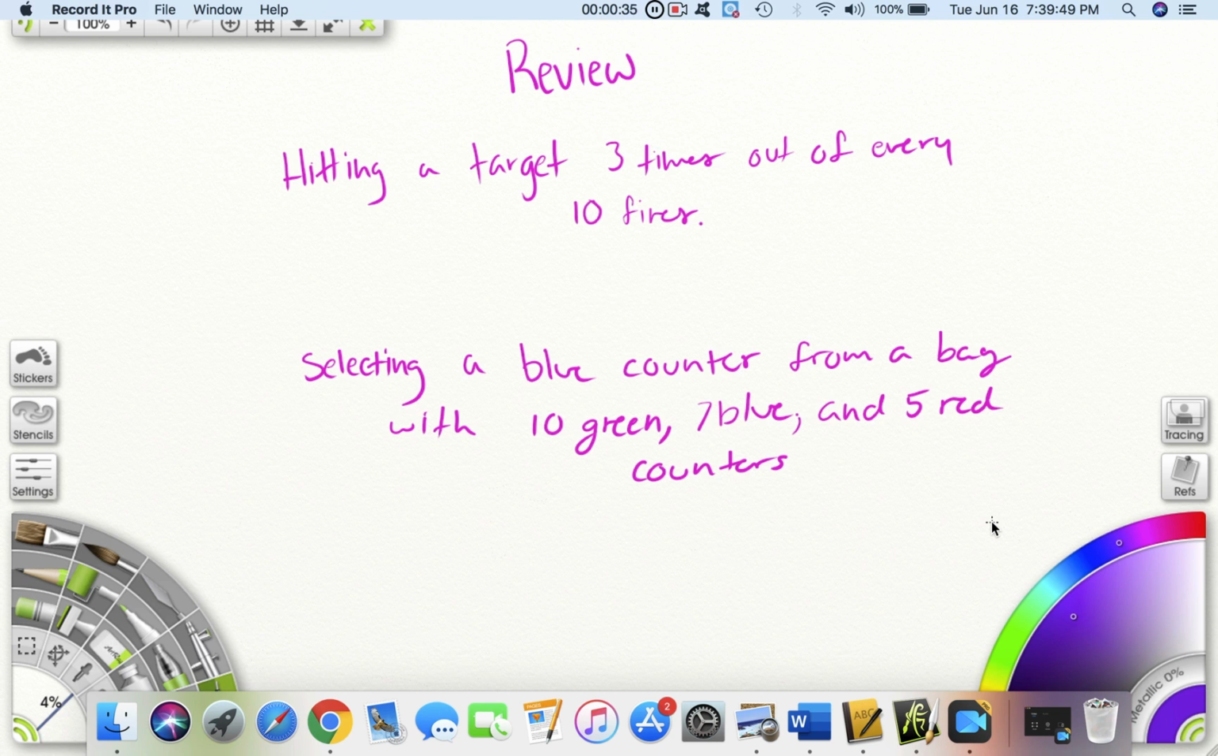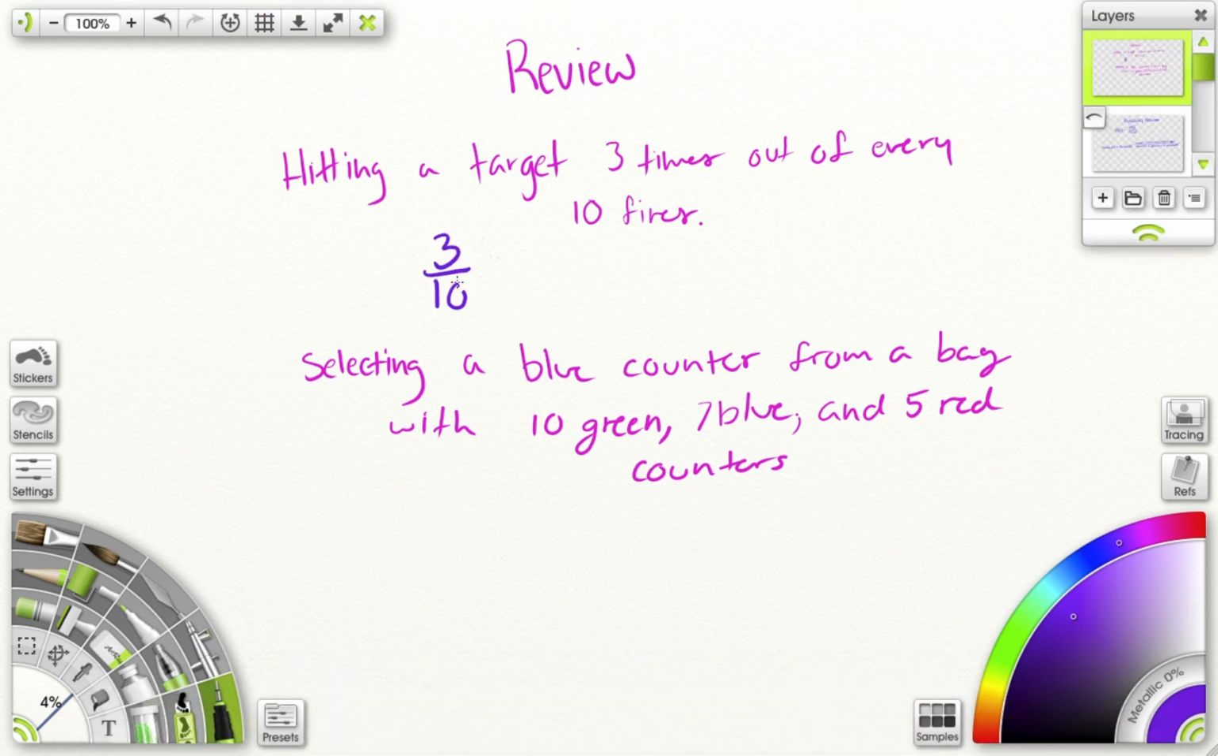Hitting a target 3 times out of every 10 fires. So if I hit a target 10 times and only 3 hits, what is my percentage or odds of hitting it? So I have 3 hits out of 10 tries. 3 divided by 10 equals 0.33. If I make that a percentage, 0.33 times 100 equals 33%. So that means I have a 33% chance of hitting the target with every 10 fires.